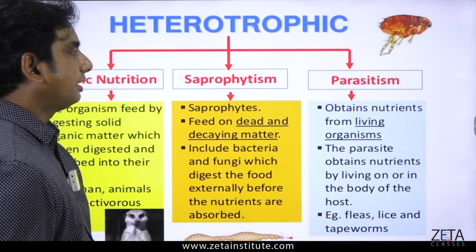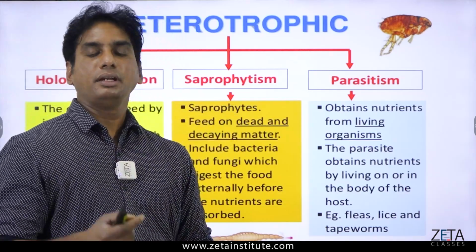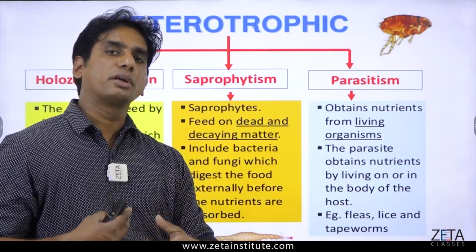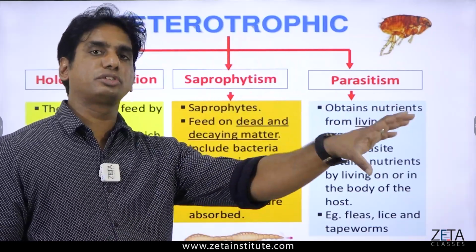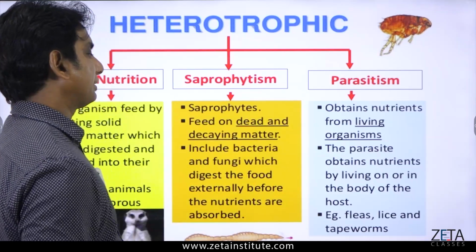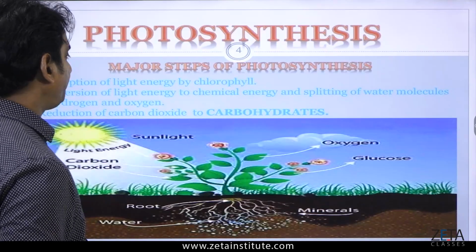Parasitism means living on others' bodies, living on a host body and sucking the nutrients and water, everything, the food that is prepared by the host plant or host animal is being taken. They are called parasites: flea, lice and tapeworms.